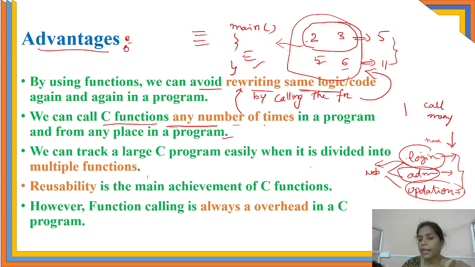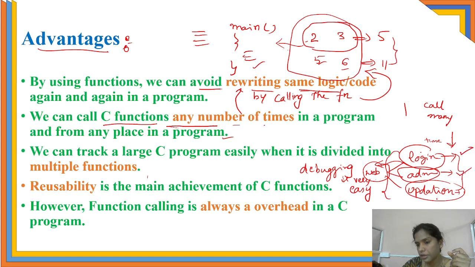One of the biggest advantages of using functions is that debugging is very easy. How? Because in this application, if for example we are getting a problem in updation, no need to check the login page, right? No need to check the administration page, right? We need to check only the updation page. So debugging is very easy.